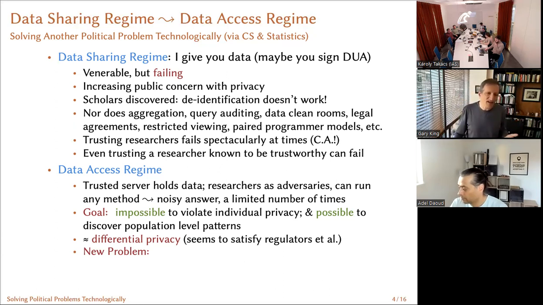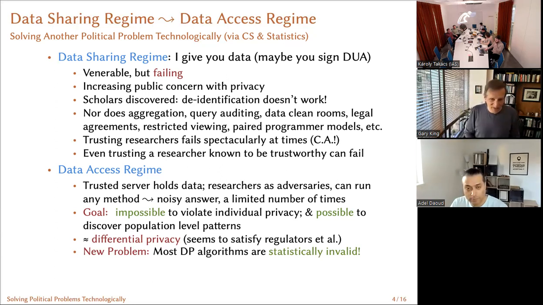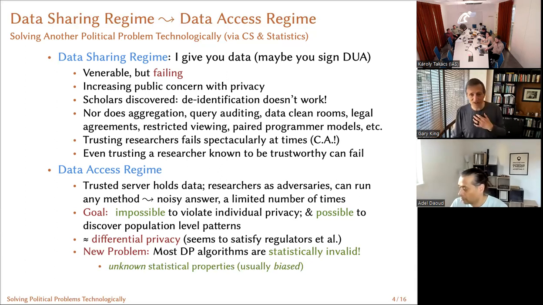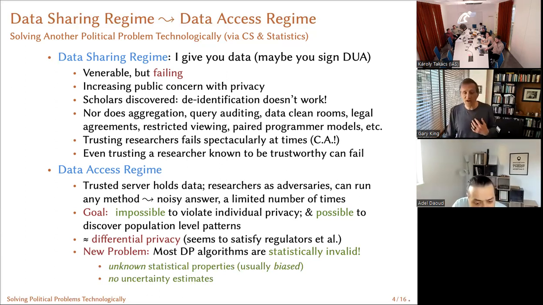However, there's a new problem. Most differentially private algorithms, although they do protect privacy, are invalid statistically. So that's what I hope to change. They have unknown statistical properties. We're going to figure out the statistical properties and correct the biases. They don't come with uncertainty estimates. We're going to provide uncertainty estimates. With all of this, with differential privacy that will protect the identity of respondents and the values of their variables, and statistical corrections, we will be able to estimate any quantity that we would have estimated before without differential privacy.